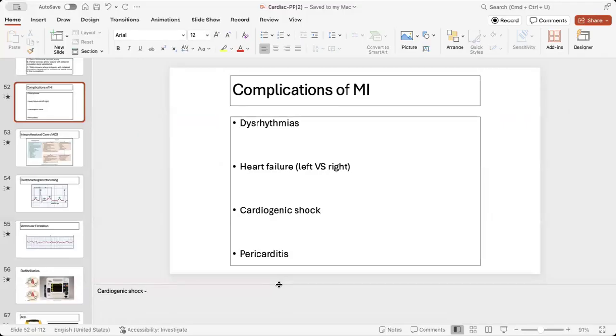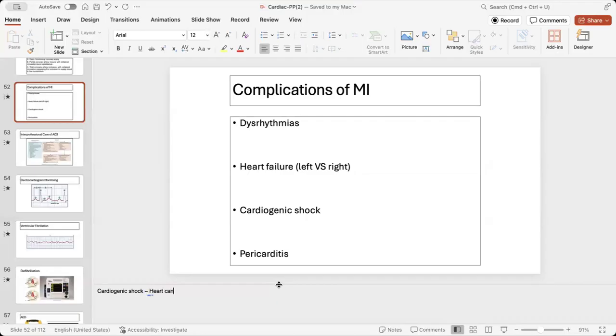Is that like just the generic form of shock? It's a form of shock. Yep, it's a form of shock. There's anaphylactic, hypovolemic. This is cardiogenic. What do you think it has to do with? The heart can't pump enough blood. Yeah, the heart can't pump enough blood, right? So it's a direct problem with the failure of the heart to pump. It's a pump failure.